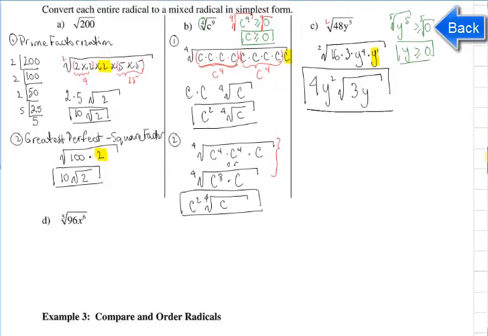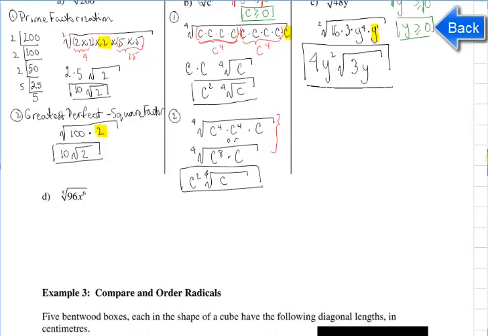So I have one more example for number 2, and I chose this because the index is an odd number. And if you recall, when your index is an odd number, you don't have to worry about any restrictions on your variable. So there is no restriction on x.